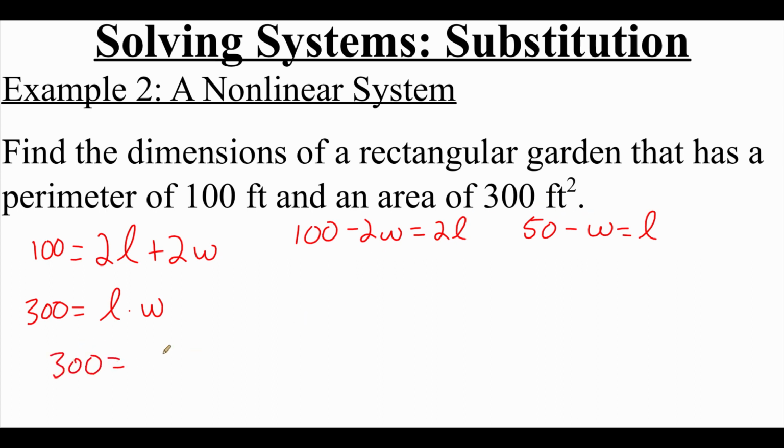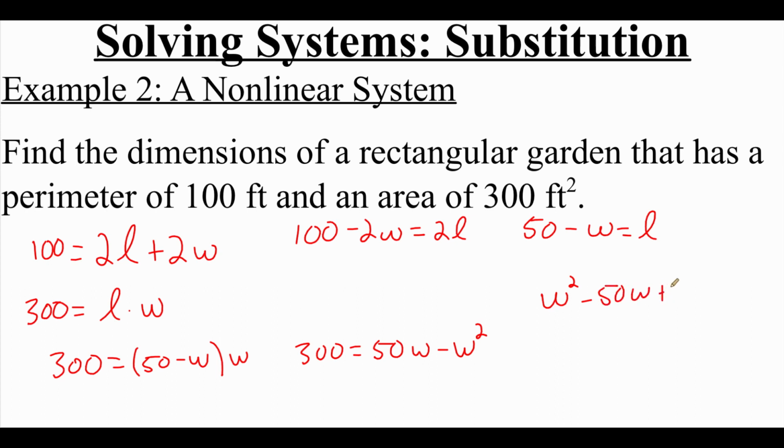So we get 300 equals (50 minus W) times W. If we distribute that W in, then we're going to get 300 equals 50W minus W squared. Now because we're dealing with a quadratic equation with the squared in there, we actually want to get this equal to 0. So I'm going to subtract this 50W over to the left-hand side, and I'm going to add this W squared over to the left-hand side. So we should get W squared minus 50W plus 300 equals 0.